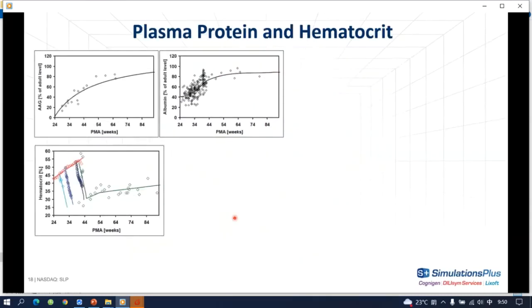Blood composition. This is something that you might be aware of already, especially within the first year. In this case, the plots are showing from the PMA of 24 weeks to 94, so that would be about 16 weeks premature newborn up to 1 year old, and showing significant differences or changes in both the AAG as well as the albumin in the plasma, and also significant changes in the hematocrit.